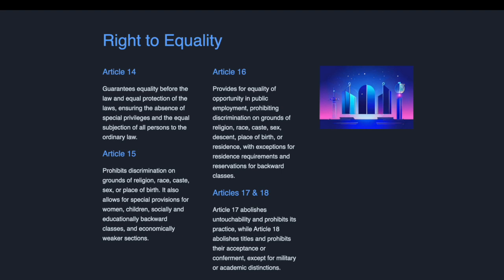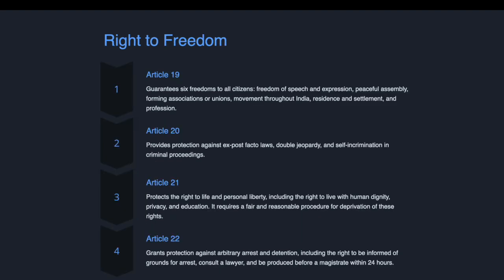The next is Article 16. It provides for equality of opportunity in public employment, prohibiting discrimination on grounds of religion, race, caste, sex, descent, place of birth, or residence, with exceptions for residence requirement and reservation for backward classes. Article 17 abolishes untouchability and prohibits its practice, while Article 18 abolishes titles and prohibits their acceptance or conferment, except for military or academic distinctions.